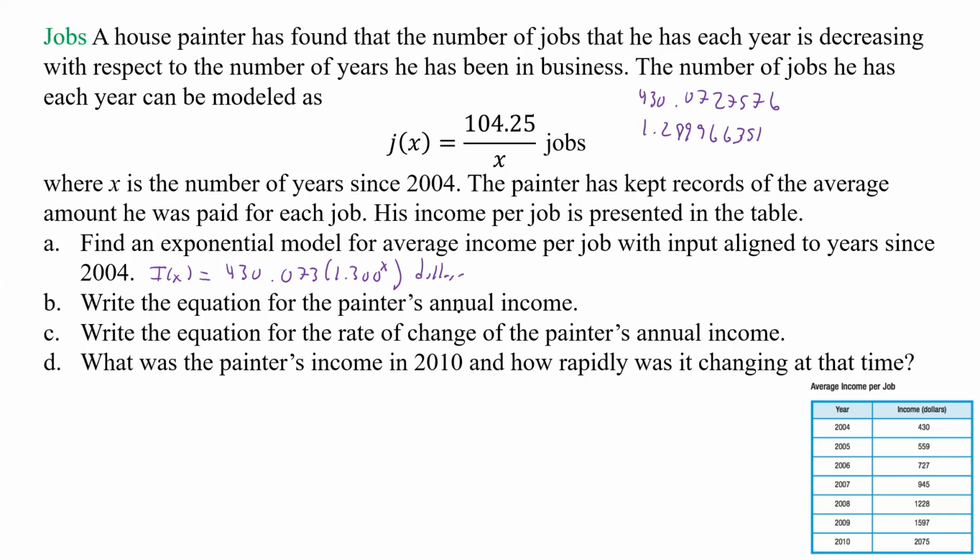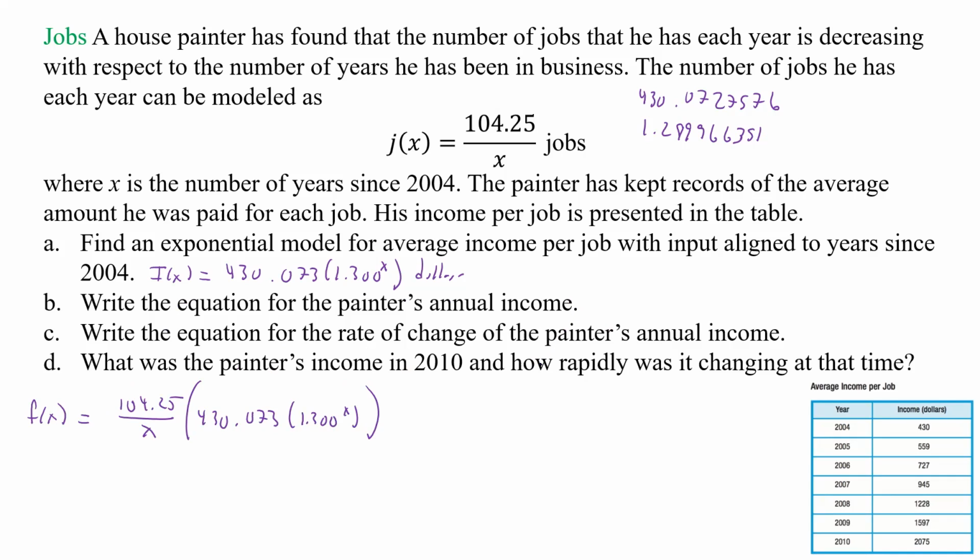B, write the equation for the painter's annual income. Well, that's just going to be our number of jobs times our income per job, basically. So let's call that one f of x so we can keep it simple. And that's going to be 104.25 over x times our function we just found, 430.073 times 1.300 to the x. And so that will be our function for the annual income for B.